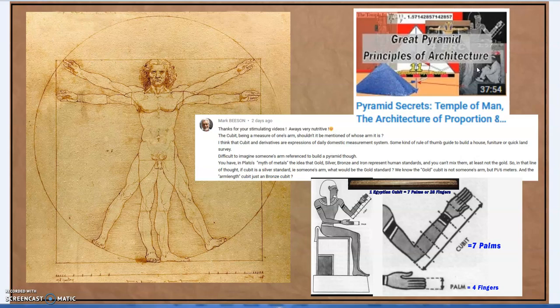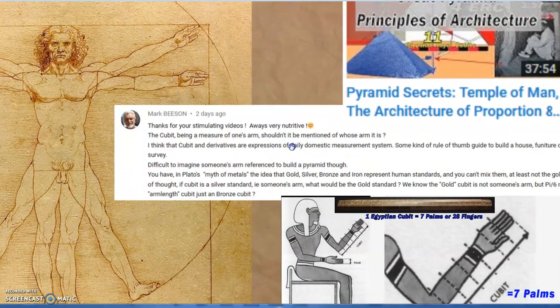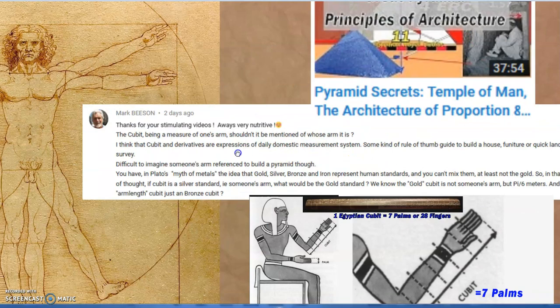What's on the inside is on the outside, and that it's essentially based on the measure of an idealized Egyptian man. But in that, Mark Beeson left a comment: the cubit being the measure of one's arm, shouldn't it be mentioned whose arm it is?